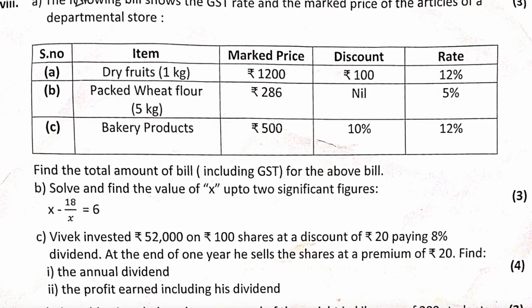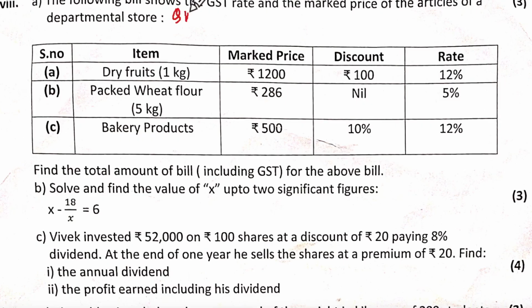All right. Number 8, A part. The following bill shows GST rate and the mark price of the articles. Dry fruit 1 kg, mark price, discount. Wheat flour 286, no discount. Rate of GST is here. And bakery products 10% discount, and this. Find the amount of total bill including GST in the above bill. Now if you have done this, you can just guide according to that.